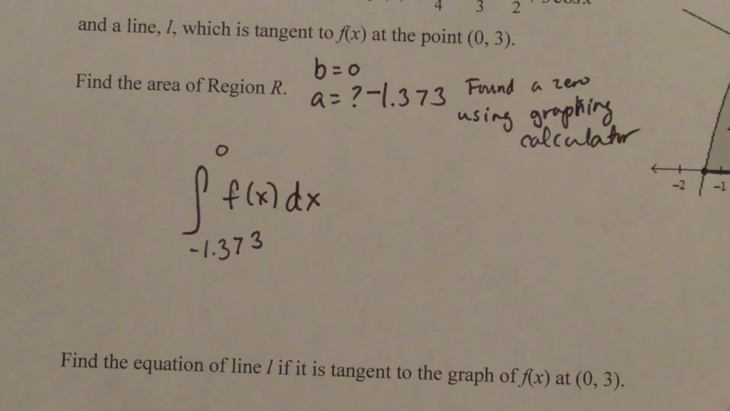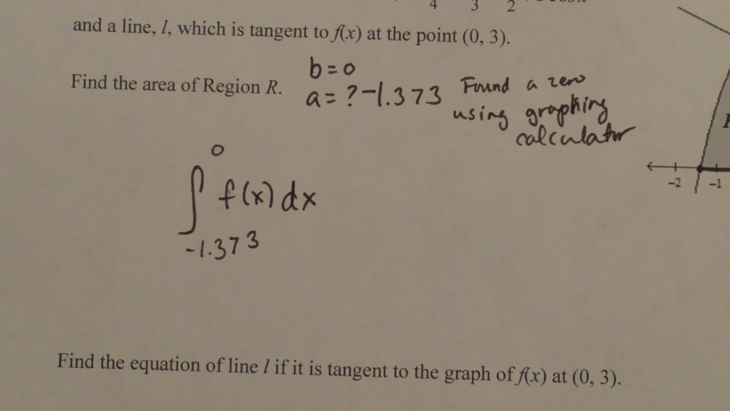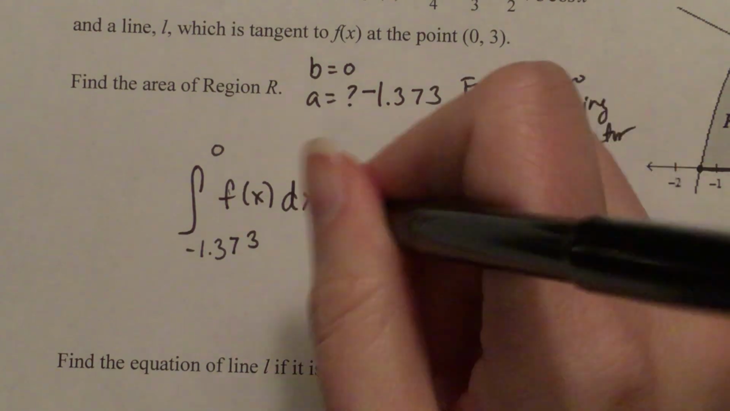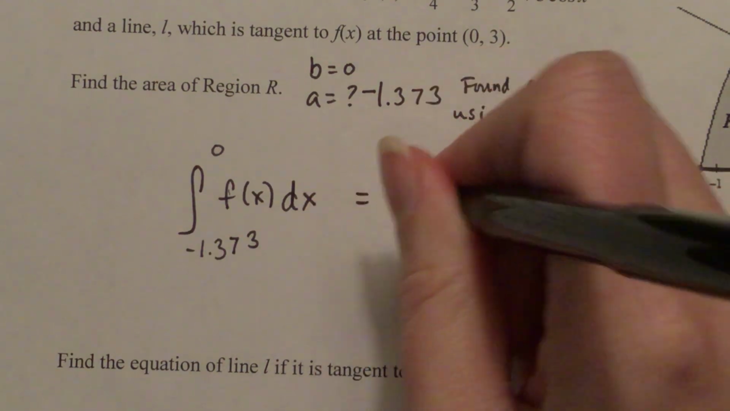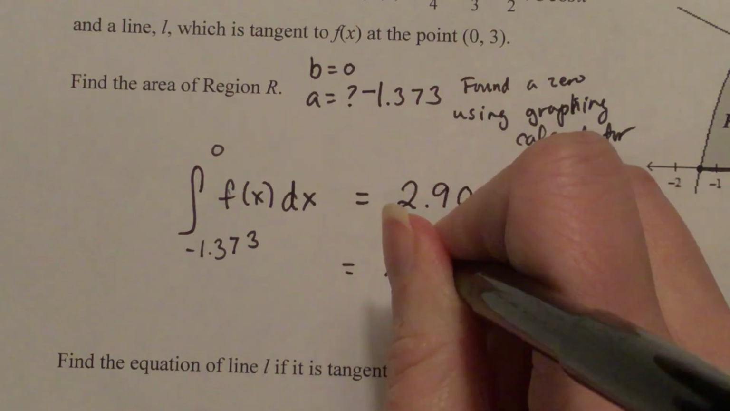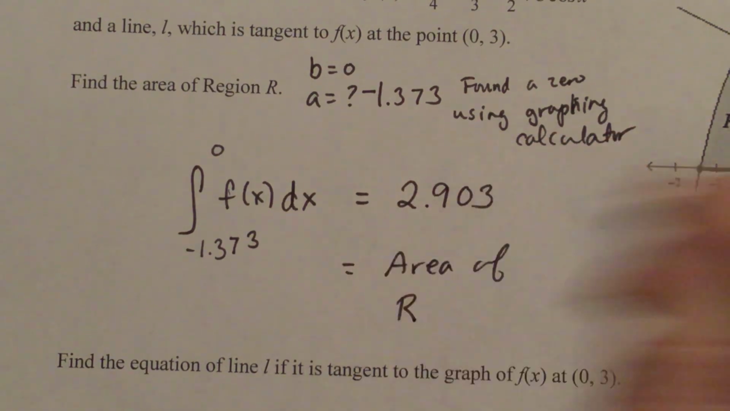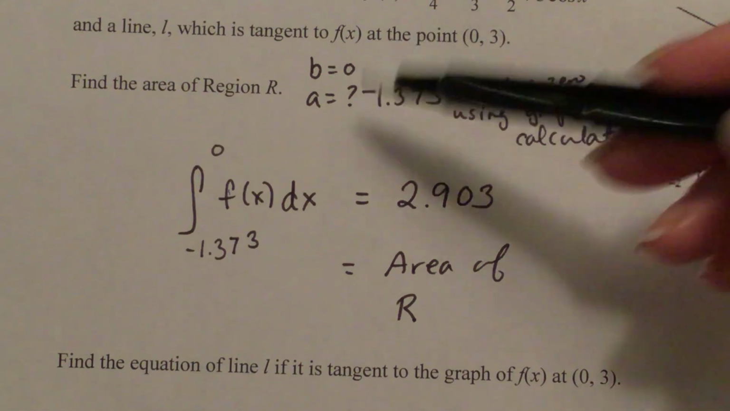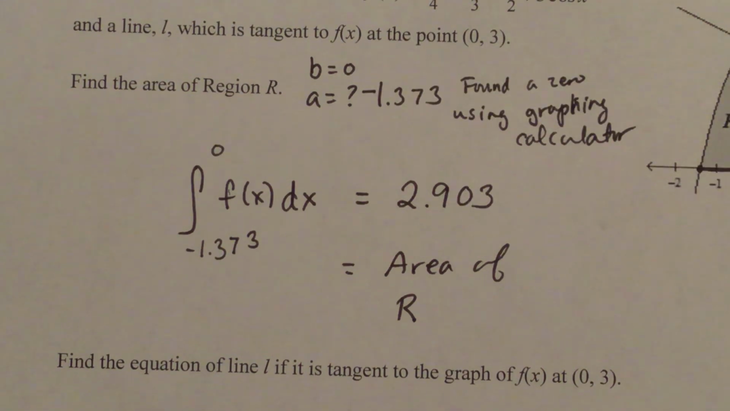You cannot see what I'm writing. There we go. And the calculator gives you 2.903. And this equals the area of region R. That's it. That's what you were asked to find. This is stuff we did in the previous unit, except we've never found the A value. We've always just been told what A and B are.